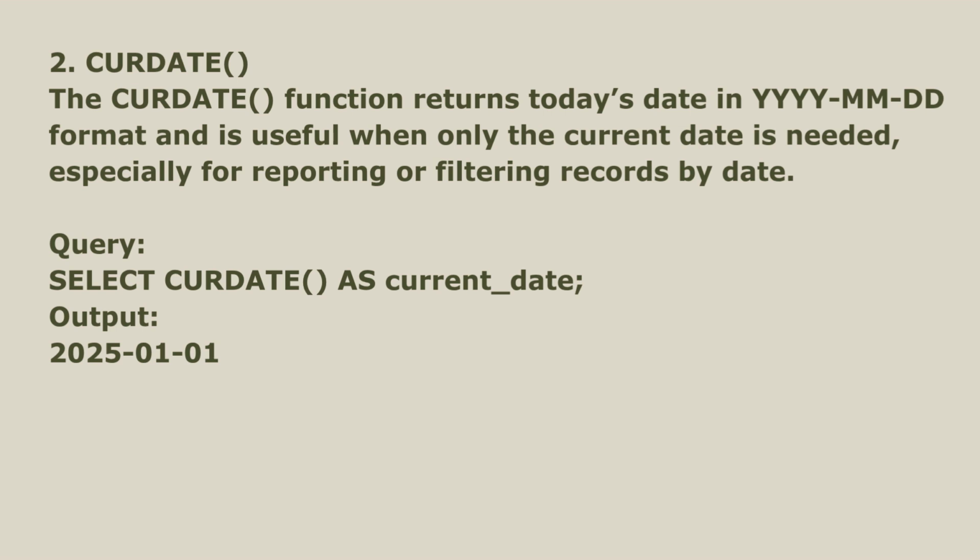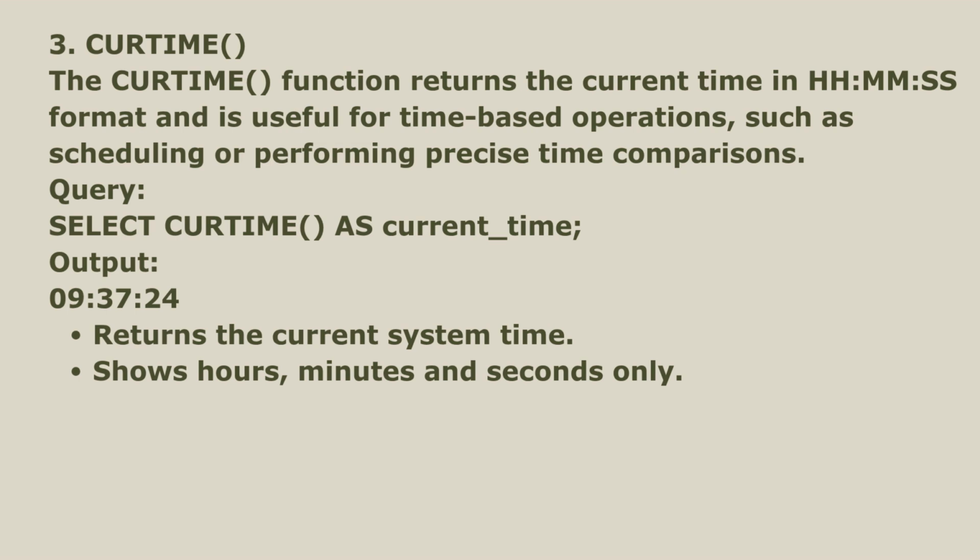Check the second example, CURRENT_DATE. It retrieves the date normally in the YYYY-MM-DD format. The third example is CURRENT_TIME. The current time function retrieves the current time of the system. It is used in time-based operations such as scheduling or performing precise time comparison. So the query would be SELECT CURTIME() AS current_time, and the output will retrieve only the current system time. It will show in hours, minutes, and seconds only.